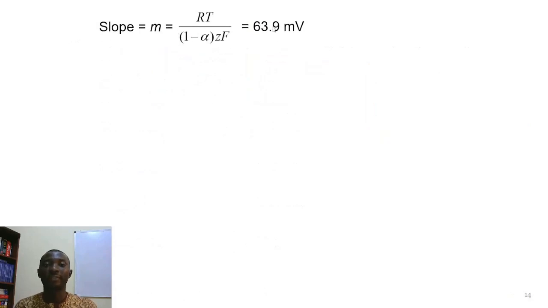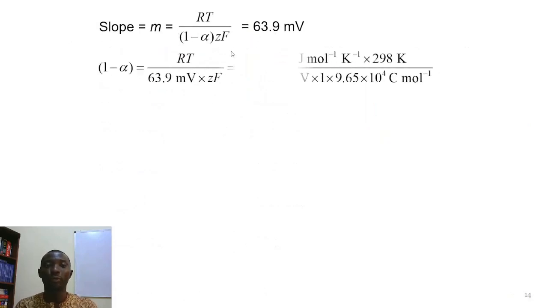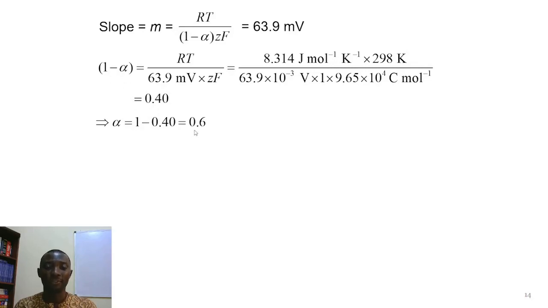So the gradient is equal to this. All we are left with is to substitute values for the gas constant, which is R, the temperature, which is 298, and the number of electrons that have been transferred, which is actually 1, and F, the Faraday's constant. When we do that, we are left with an expression. This expression is equal to this if it's evaluated. We rearrange this expression based on what we have, 1 minus alpha equal to this. We obtain alpha as 0.6.